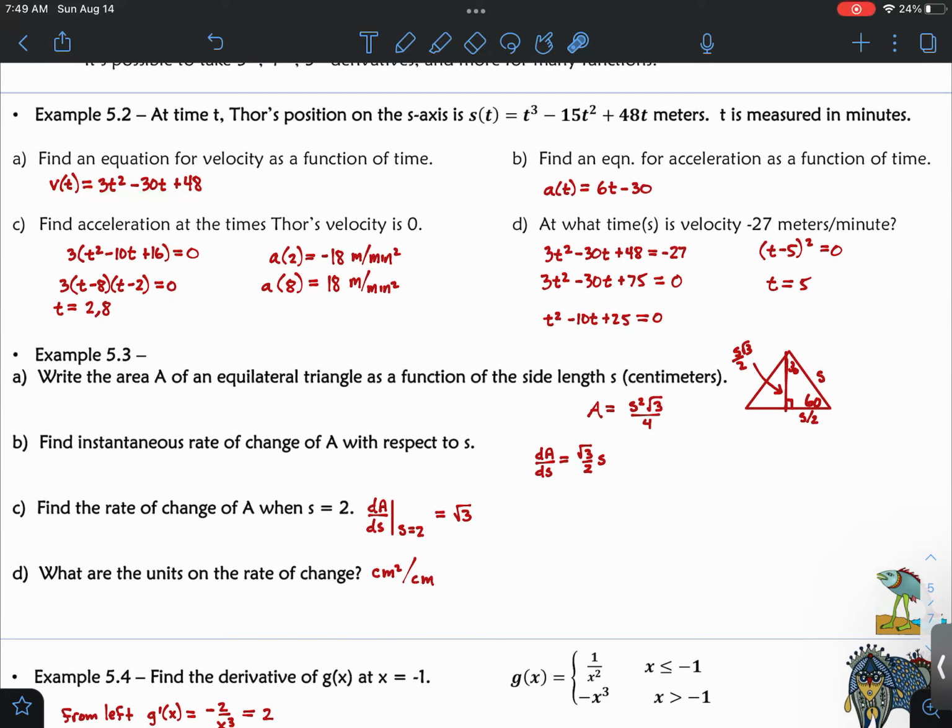Okay. Part B, find an equation for acceleration. Well, I'm simply going to take the derivative of the previous derivative. I'm going to label it nice and clearly. We get 6t minus 30.